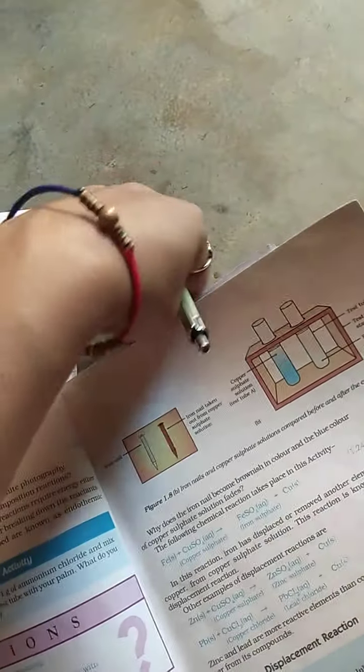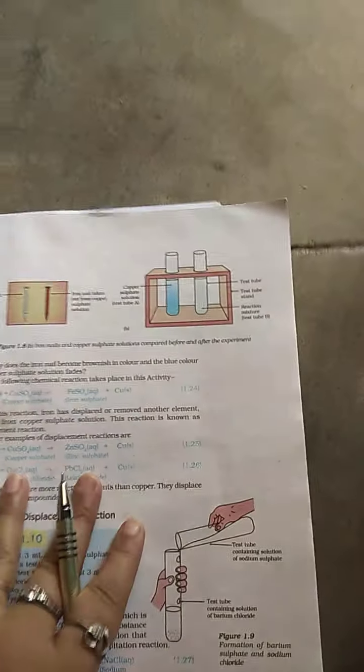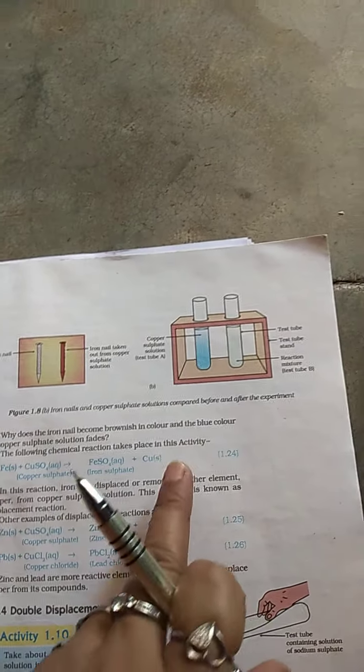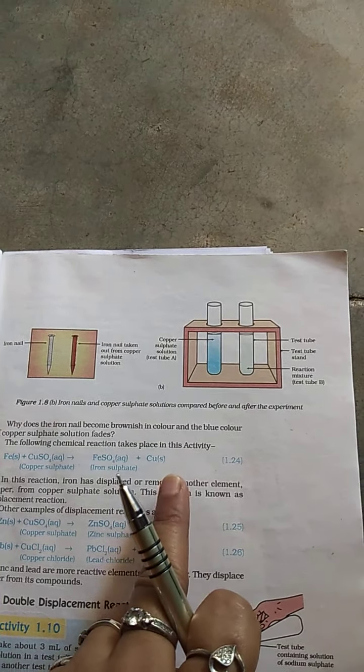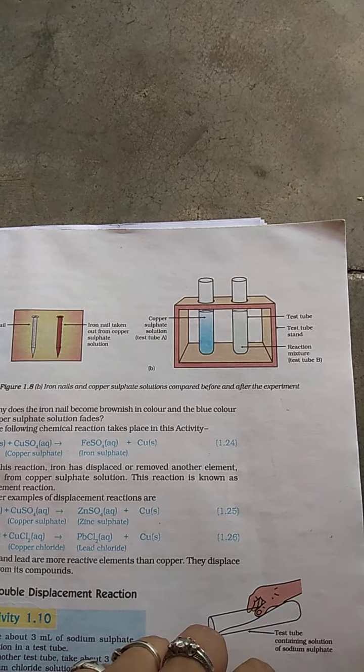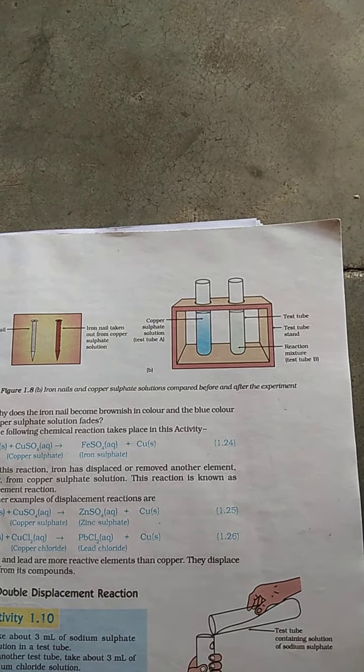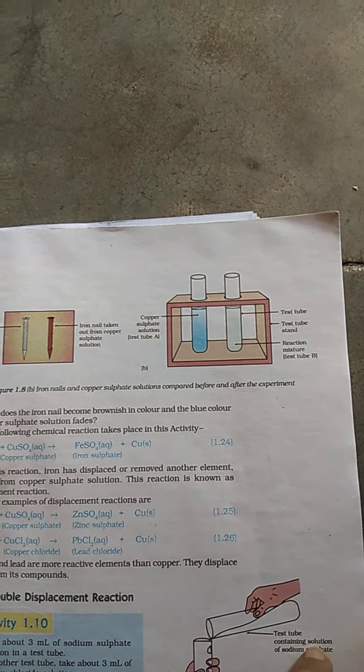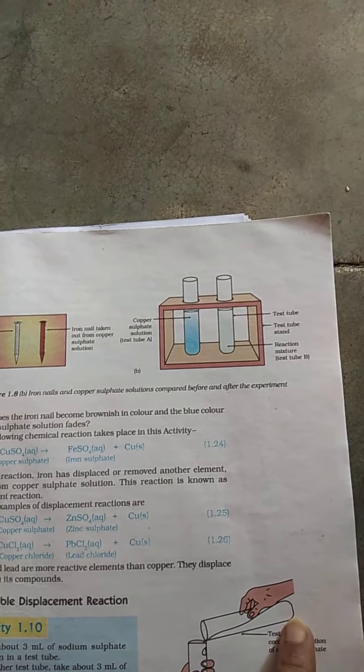Now, the activity in your reader will make you clear about displacement reactions. Look at this activity. Before starting activity 1.9, I told you here. First, look here. The main aim of this activity is to identify the displacement reaction. How do we identify that this type of reaction is called a displacement reaction? So the main aim is to prove the displacement reaction.